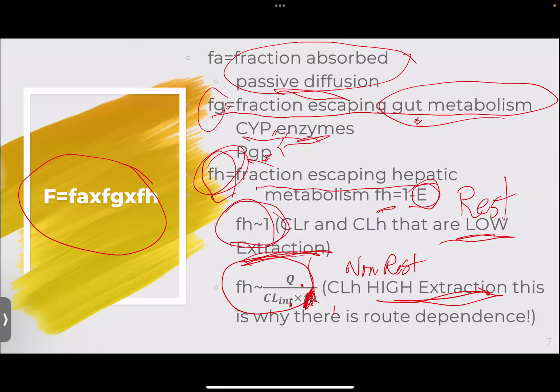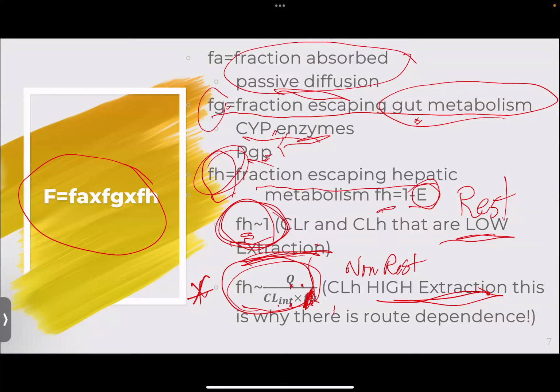So notice really none of these things change FH here for a low extraction, but for a high extraction, both blood flow and enzyme activity changes will change the fraction that makes it through the liver and therefore the bioavailability of the drug, right? And this is where you see drug interactions that are concerning because, again, with a high extraction drug, very small percentage of the drug is making it through the liver anyway. So if you make changes, either making it smaller or larger, it's going to be a large percentage change in the amount that gets through. Does that make sense?